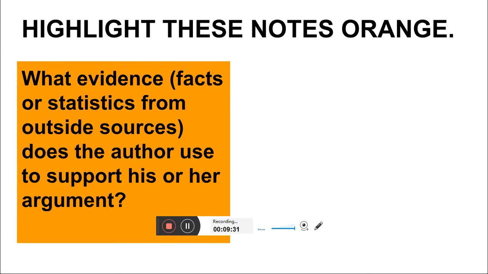The next section of your notes, orange, is all about evidence. Okay? So here's where you're going to be locating the evidence, which are facts or statistics from outside sources that the author uses to support their argument.